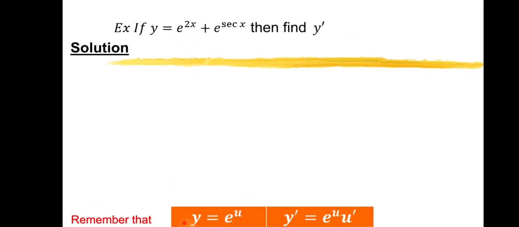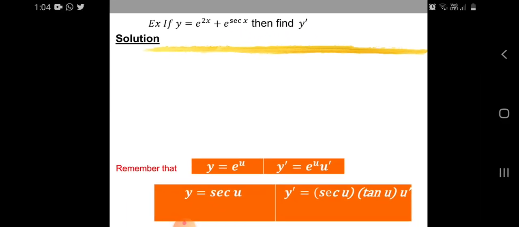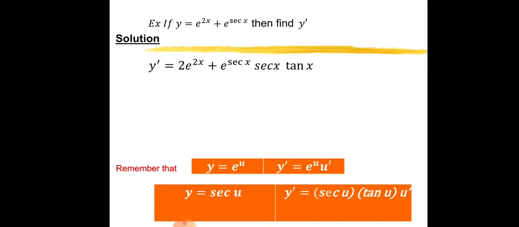Another example for the chain rule. If y equals e to the power 2x plus e to the power sec x, we want to find y prime, the first derivative. The derivative of e to the power 2x is e to the power 2x times the derivative of the power, which is 2, plus e to the power sec x times the derivative of the power. The derivative of sec is sec x tan x.